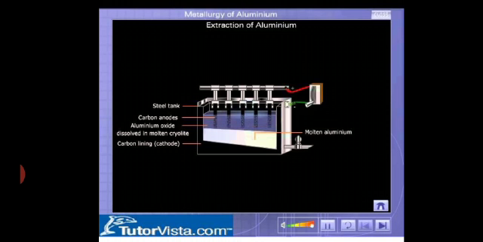Got it? So just to show you the diagram, how the cell looks, how the reduction process is carried out, how electrometallurgy is done. For that reason I am showing you all these things. We can say that. Now this is all about it.